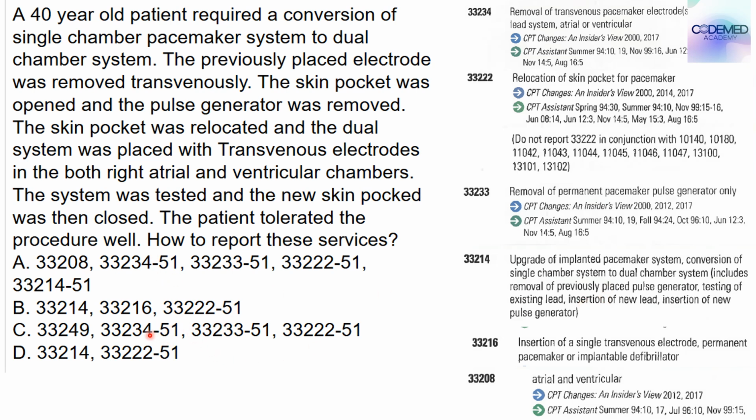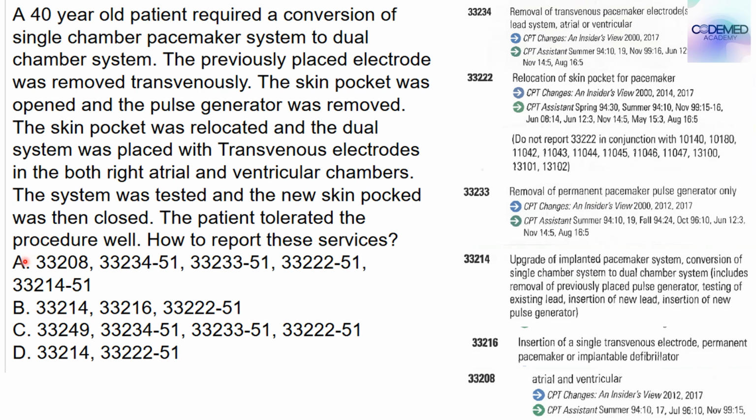What is the other code? 33216, insertion of the single transvenous electrode. Now, if the code 214 includes everything, including insertion of the electrode, then I don't have to use this code again, because then you are using the code again when this code includes everything. So this code and this code, they don't go together. So B is also not the correct option.